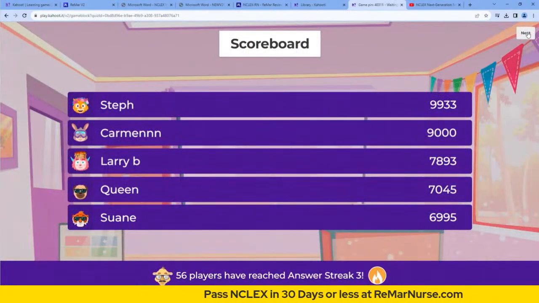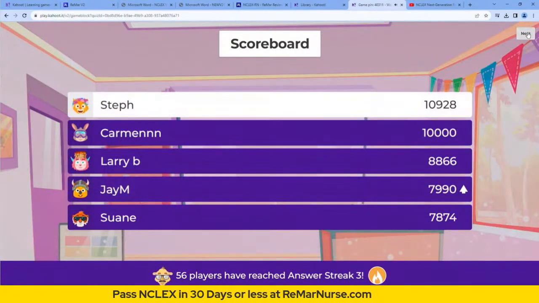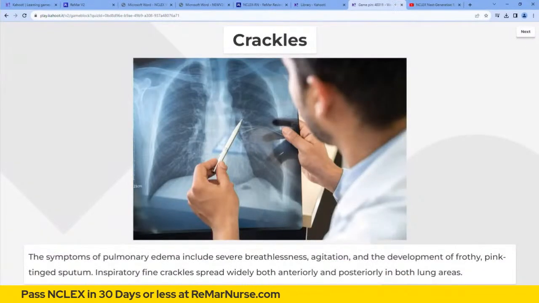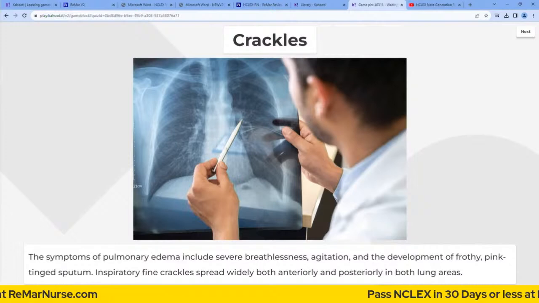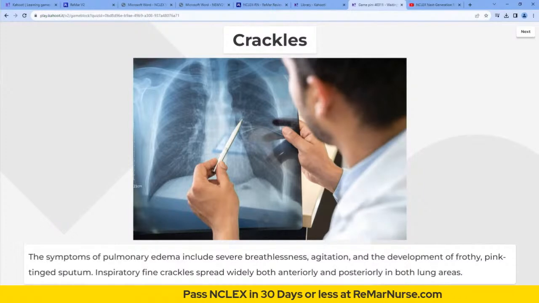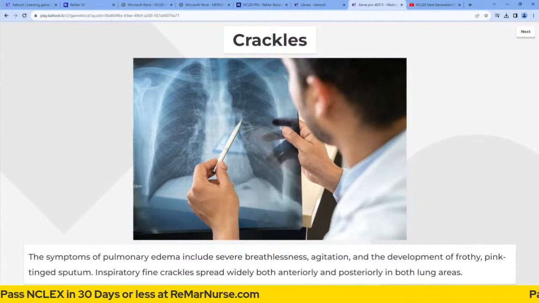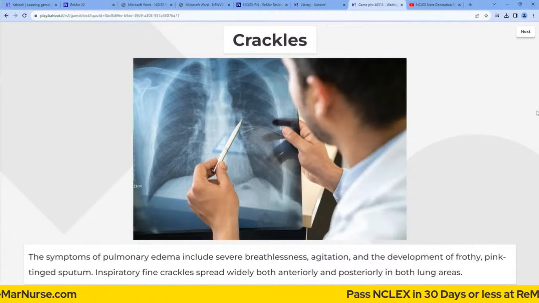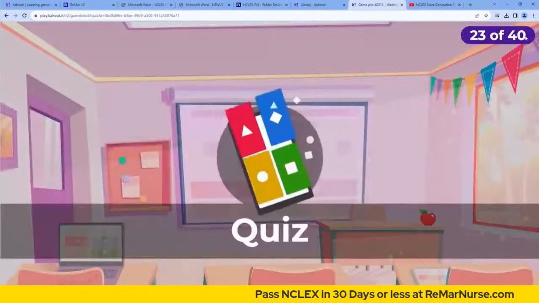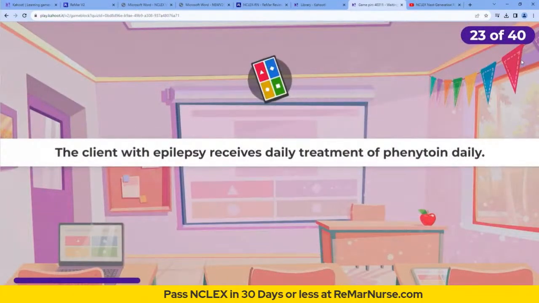Pulmonary edema. We are expecting to hear some crackles. So the signs of pulmonary edema include breathlessness, agitation, development of frothy pink tinged sputum, and inspiratory fine crackles that can be in the anterior and posterior side of both lungs. Great job. I'm moving on. I'm not going to tarry. You guys did pretty good for that one.